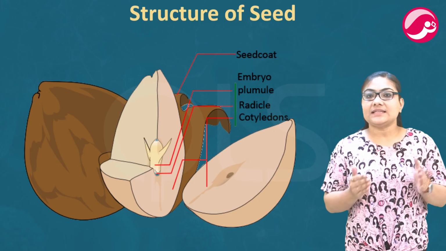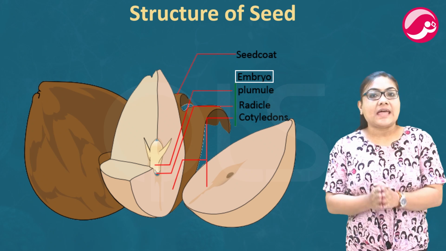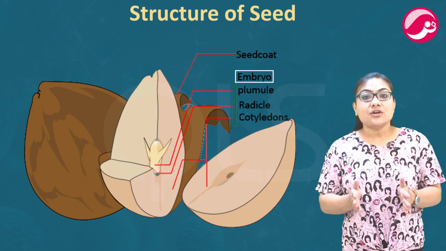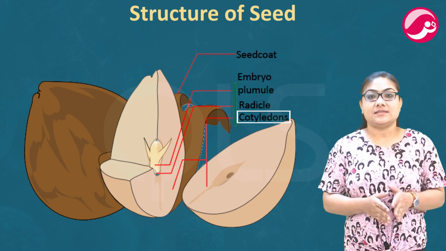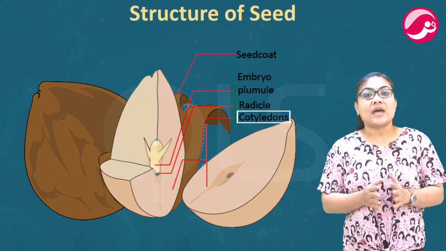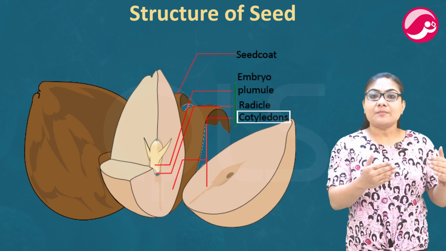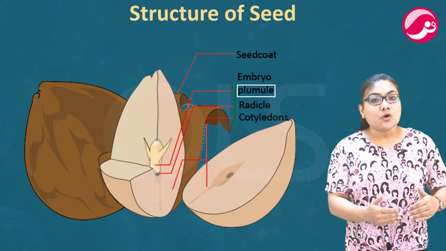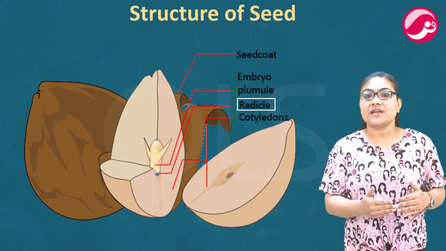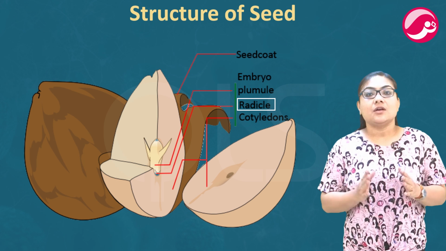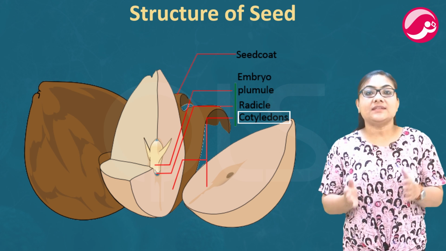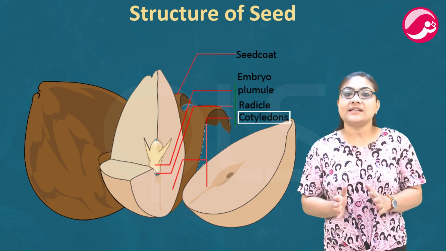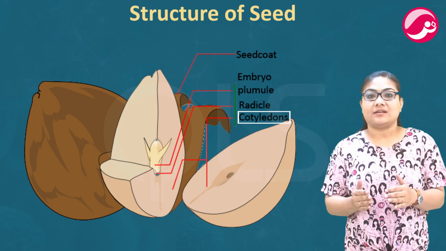A seed contains an embryo, some reserve food and is enclosed by a protective covering called a seed coat. The reserve food is stored in the cotyledons. The embryo has two pointed parts. The upper part is called as the plumule, which give rise to the shoot system. The lower part is called as the radicle, which give rise to the root system. Cotyledons supply food when the embryo needs it during germination. Germination के time पे cotyledon food supply करता है.